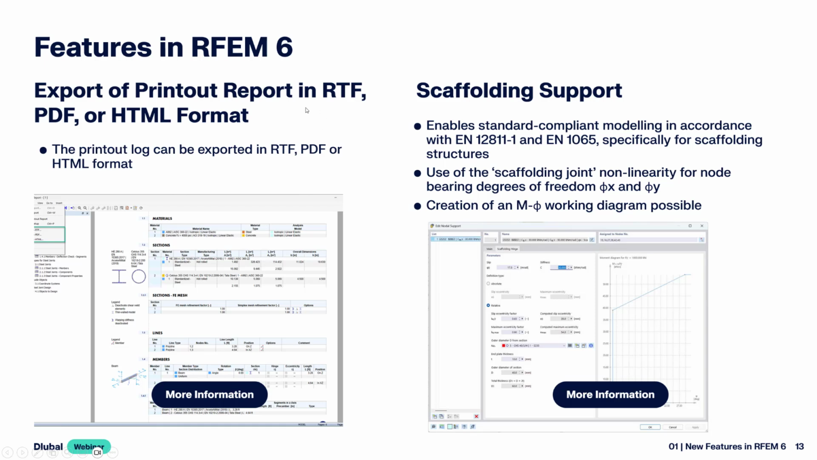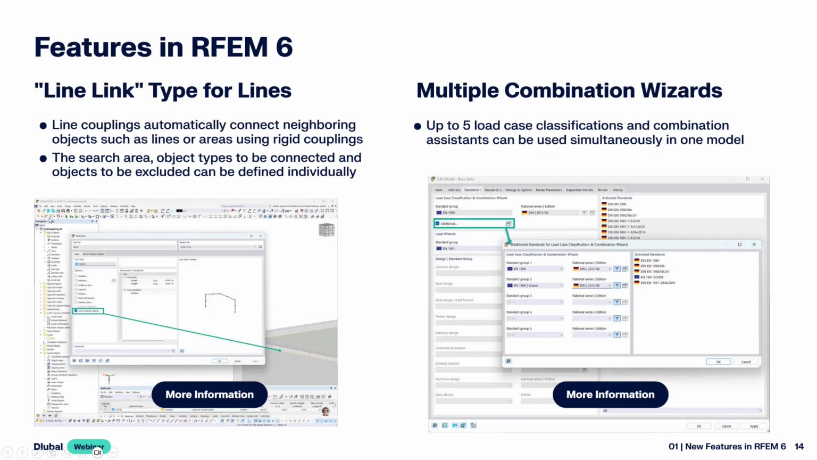New is the RTF export of the printout report. And you can export it, of course, also in a PDF or HTML file. And RTF can, for example, be used in Microsoft Word. Then the scaffolding support is also new, RFEM 6 and RSTAB 9. Then the link type for lines, a similar feature as the node connection that I just showed you, the nodal link.